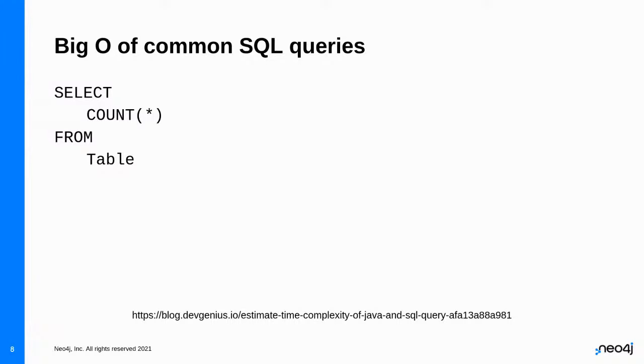Okay, so here's just a simple select. I'm going to count all of the entries within some table here. This query is order 1, so that's great. That's perfect. That's a really nice order.